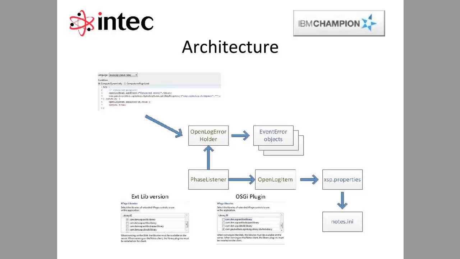Then at the point of the refresh, the phase listener kicks in and it goes to that OpenLog error holder, and if there are any events or errors that have been logged, it captures them, and for each then it generates an OpenLog item, and that OpenLog item class also then references first the XSP.properties in the NSF, then the XSP.properties on the server, and then the notes ini looking for various configuration options that could be set up.